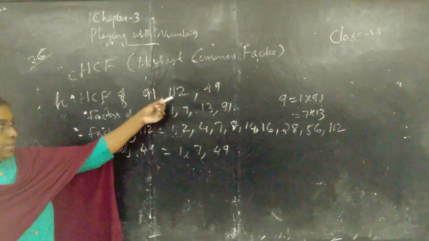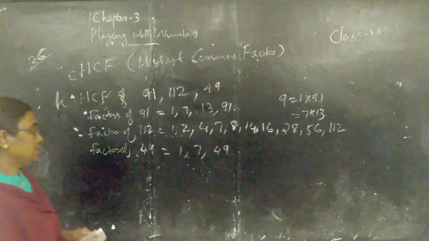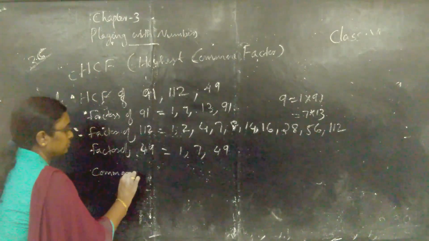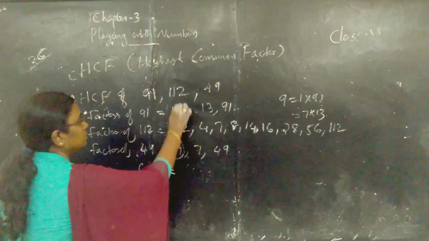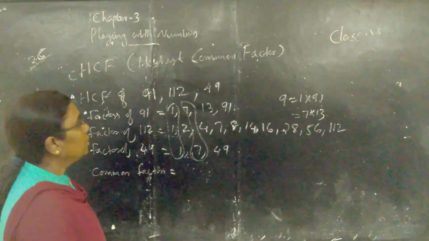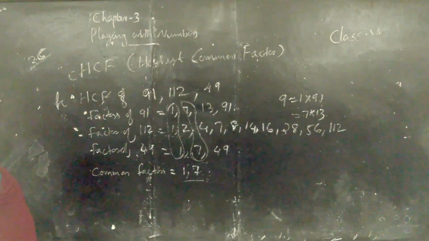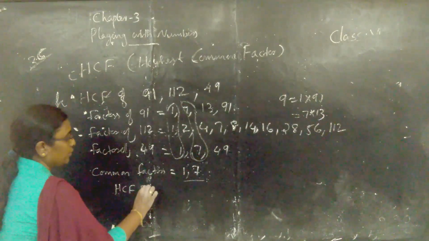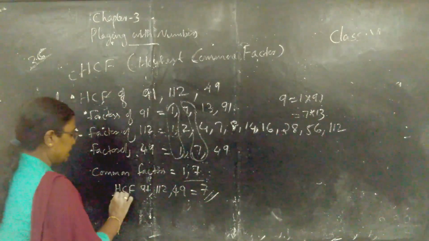So first we find all the factors of these three numbers. Then find the common factors. What are the common factors here? 1 and 7 are the common factors. Which is the highest among these? 7. Therefore, the HCF of 91, 112 and 49 equals 7.